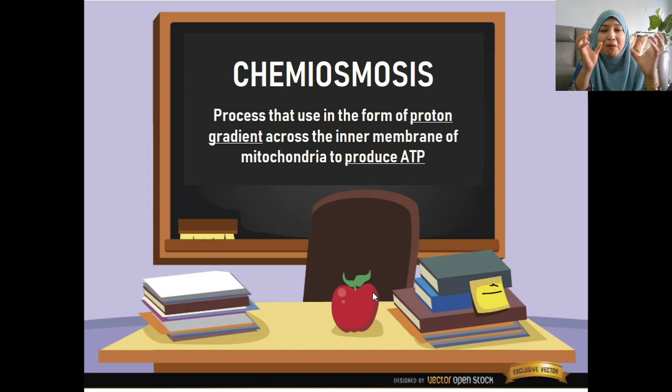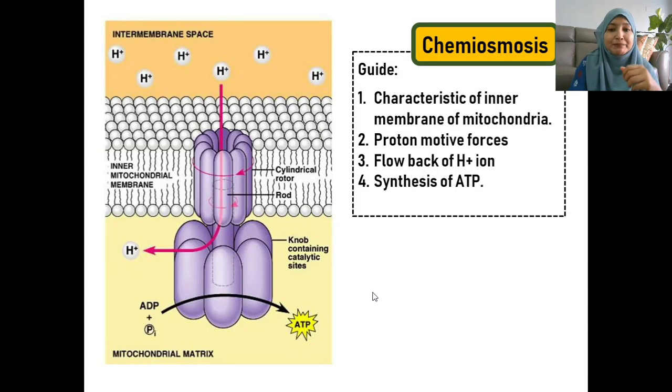So when all those H plus ion is accumulated at intermembrane space, how that concentration of H plus will create or synthesize ATP, and it involves the structure of ATP synthase that is embedded in inner membrane of mitochondria. And so we are going to focus on these 4 main things.